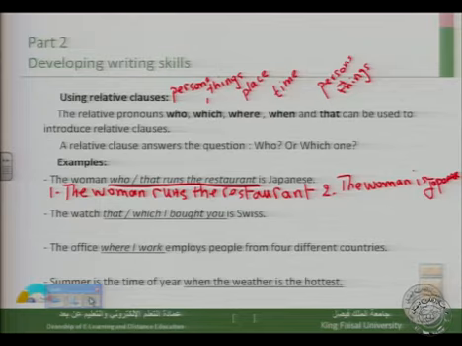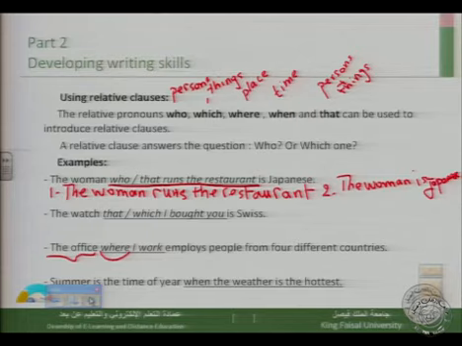Here we use that or which with things also. The watch is a thing, and here the relative clause is that I bought you or which I bought you. You have the choice to use that I bought you or which I bought you. Next sentence, the office where I work employs people from four different countries. Here we have the relative pronoun where, that we said is used with place. The office is a place, and we used here where in our relative clause where I work.